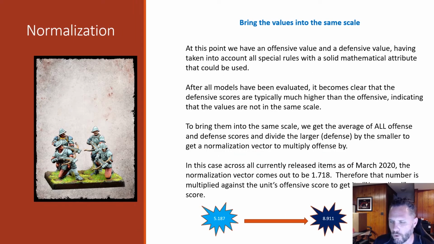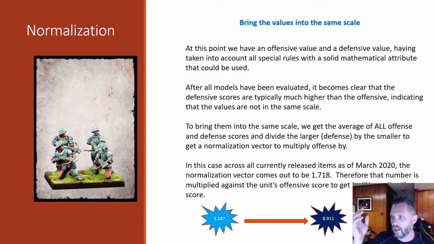All right, cool. So we go back to normalization. I'm trying to get these two numbers, offensive score and defensive score, and I want them to be comparable to each other. So to make them comparable to each other, I have to normalize them. How I normalize them, if we look at the slide here, we have 5.187 as offense, and that turns into 8.911, based off of a comparison between 5.187 and 10.4.